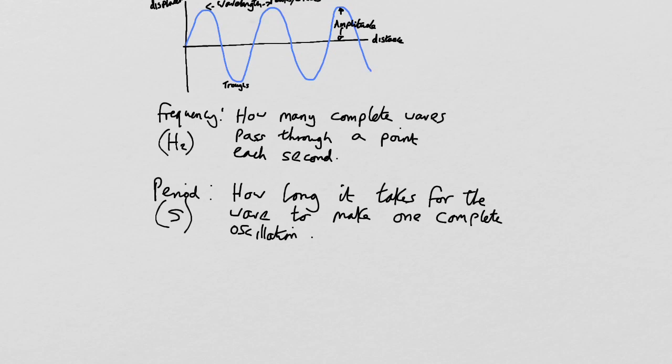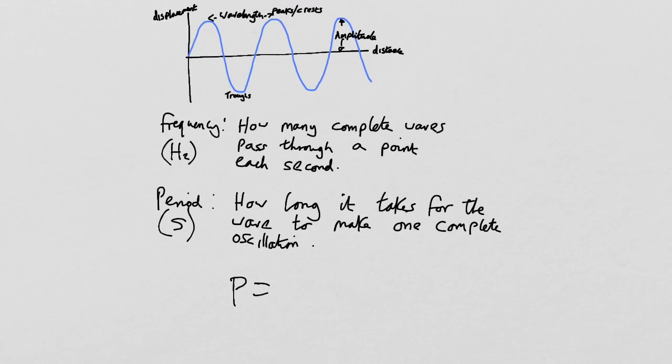You can relate the two together, period and frequency. So the period of the wave, if you just take 1 second and you divide it by the frequency, you get 1 over f.